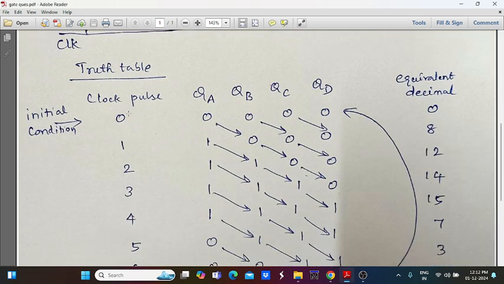In this truth table, we take the first column as the clock pulse, and the remaining 4 variables are the outputs of all 4 flip-flops: QA, QB, QC, QD. For the initial condition, the clock pulse count is 0. That means no clock pulse is applied to any flip-flop. At that time, all outputs of the flip-flops will be 0. So QA 0, QB 0, QC 0, QD 0.